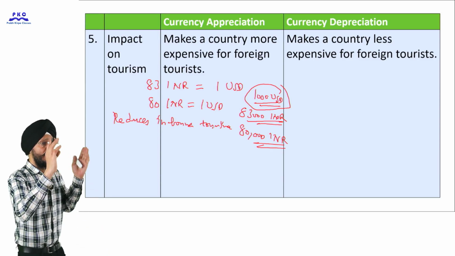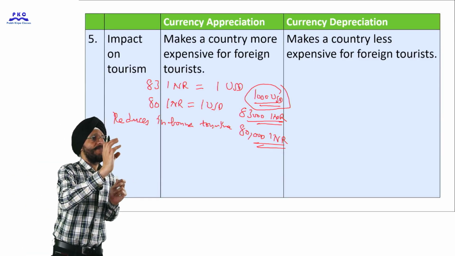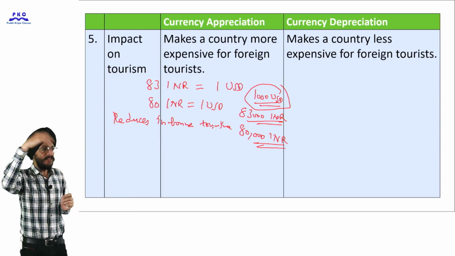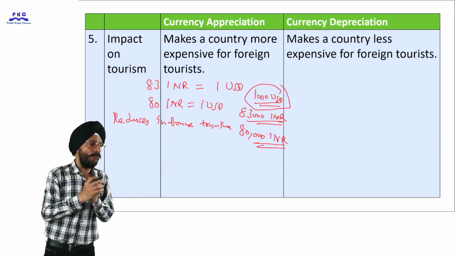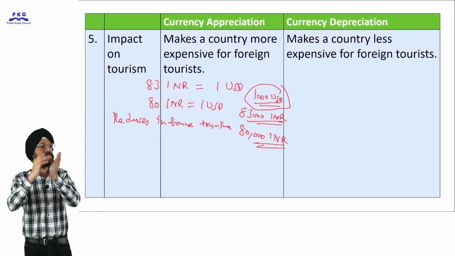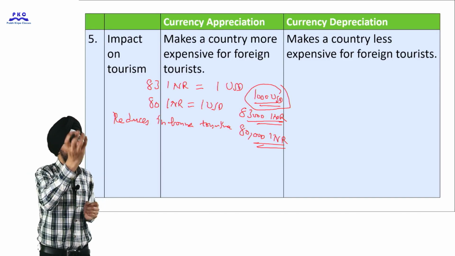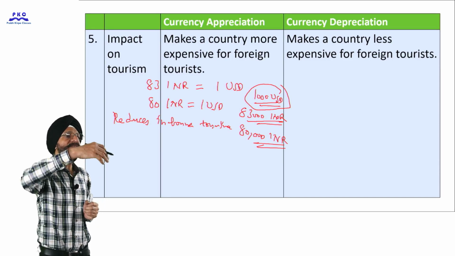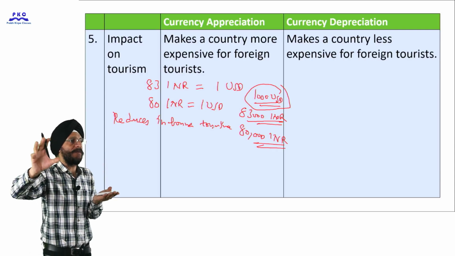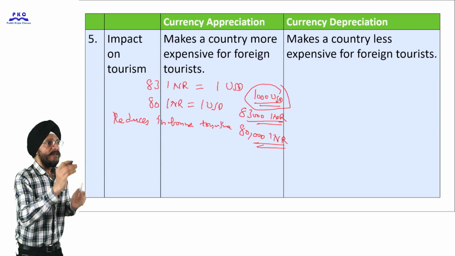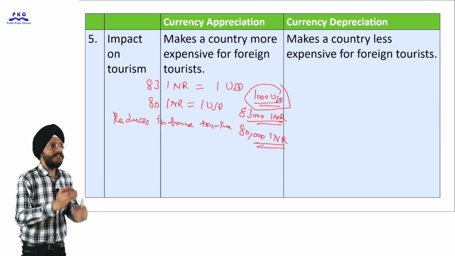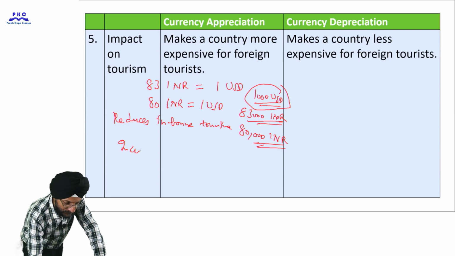Because the US citizen may think that they have other, better options than India. Foreigners may think that there are other countries where the value of their currency is higher, and they can visit those countries for travel or holiday purposes. Now the other impact on tourism is that it increases outbound tourism. What does it mean?